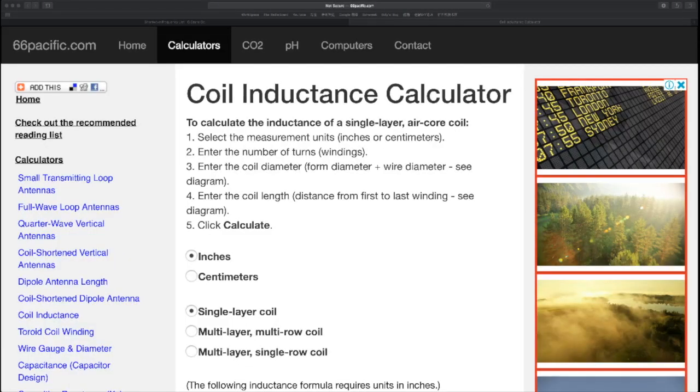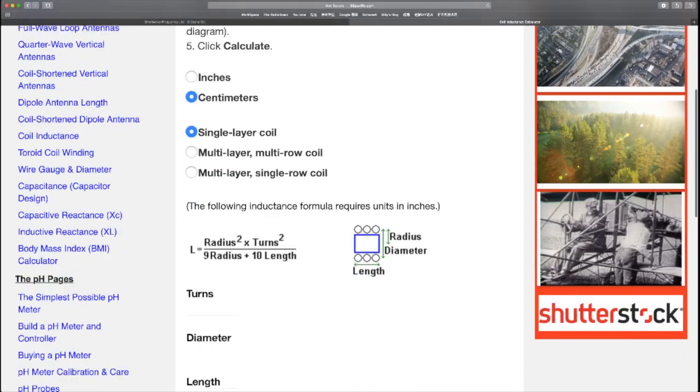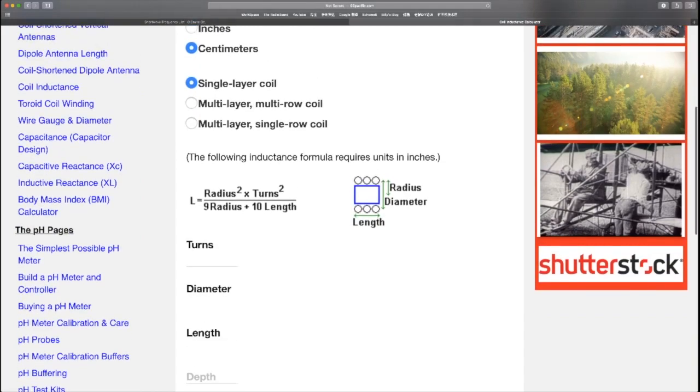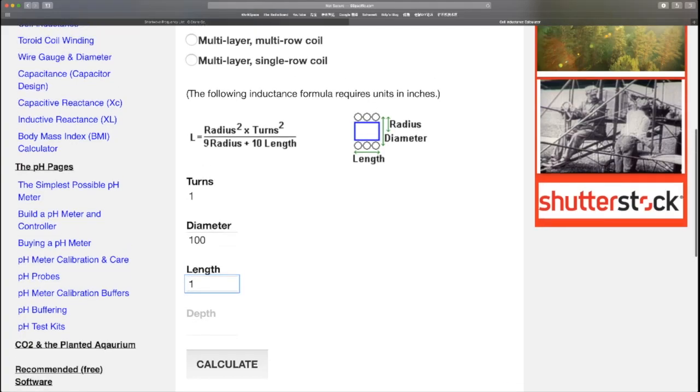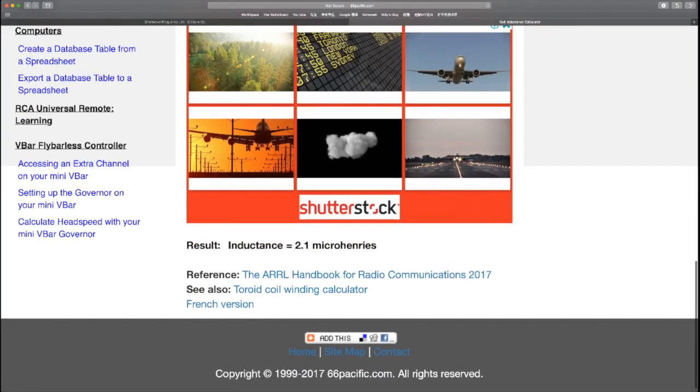We're going to use the same website to calculate inductance. Again, we are using centimeter, so we click that. We're going to have around 1 turn, actually less than 1, around 0.9 turn, but we'll put in 1 anyway. And then the diameter of the coil is 1 meter or 100 centimeter. The thickness of the copper tube is about 1 cm, or you can enter 1.6. The calculated inductance is 2.1 microhenries.